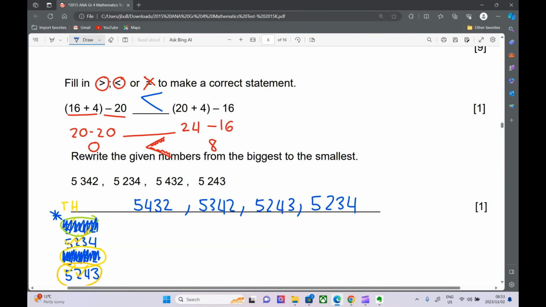Okay, they really try to confuse you because all the numbers are the same, but let's just check. So 5,400 is the biggest. Then we've got 5,300, that makes sense. Then 5,240, then 5,230. Okay, so that makes sense, biggest to smallest. So just take your time, work through it, see if it makes sense.